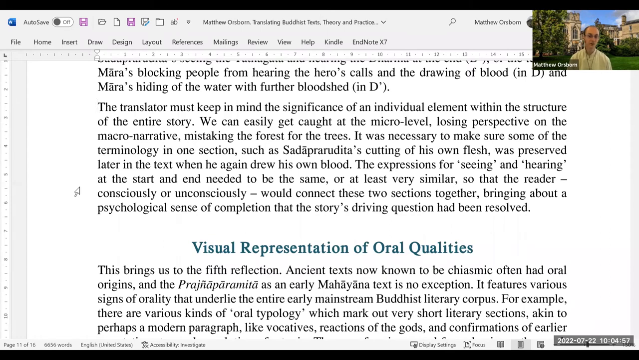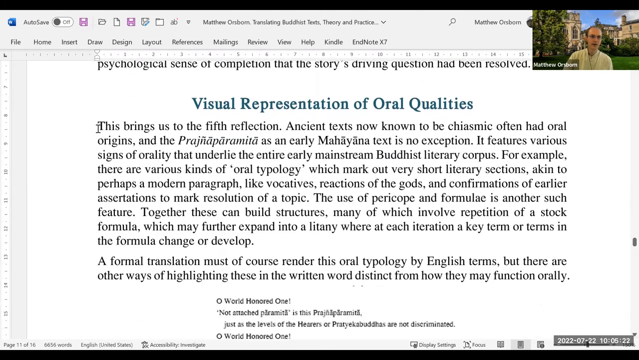The expressions for seeing and hearing at the start of the text and the end needed to be the same, or at least very similar, so that the reader, consciously or unconsciously, would connect these two sections together, bringing about a psychological sense of completion that the story's driving question had been resolved. Good storytelling. Need to pay attention to detail.